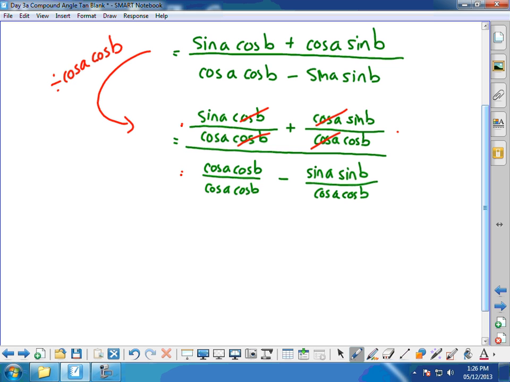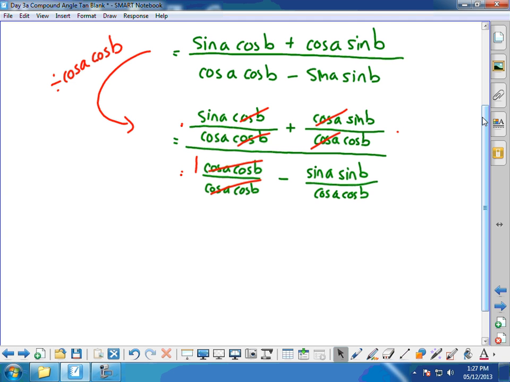This one here, it's the same thing. It's cos A cos B on the top, cos A cos B on the bottom. So that's going to cancel. Remember, canceling means dividing and equaling 1. So when you divide it by itself, this whole thing is going to become 1. And then what about the last one? Well, there's nothing that cancels. Sine A, there's no sine A on the bottom. Sine B, there's no sine B on the bottom. So can't do anything there.